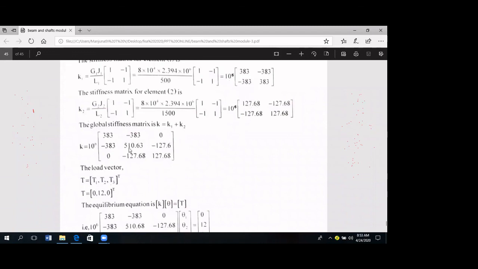As you add, you are going to get 510.63. Then the remaining coefficient values stay as they are: minus 127.68, minus 127.68, 127.68. Okay, then this gives the global stiffness matrix.